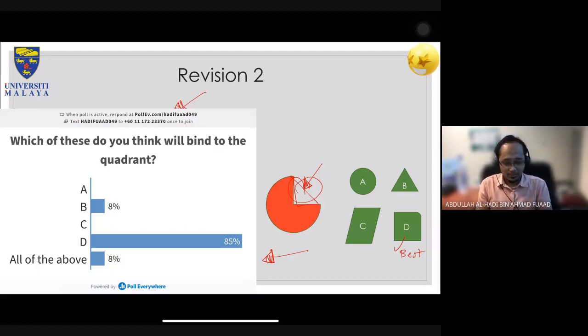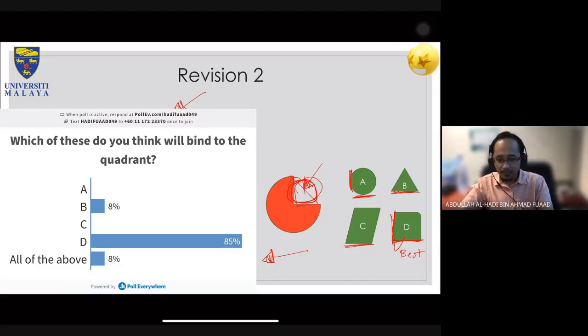So A will also bind. It will have a contact on the left hand side and the bottom side of the circle. B will have a contact on the bottom side of the triangle. C will also have the bottom side which binds to the bottom side of the quadrant, and then D will have the best binding ability compared to the other four. But because the question asks which one will bind, the answer should be all of the above.